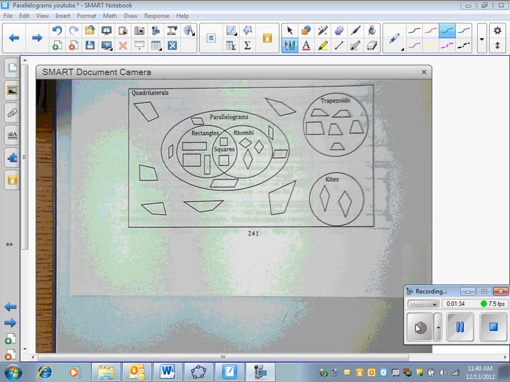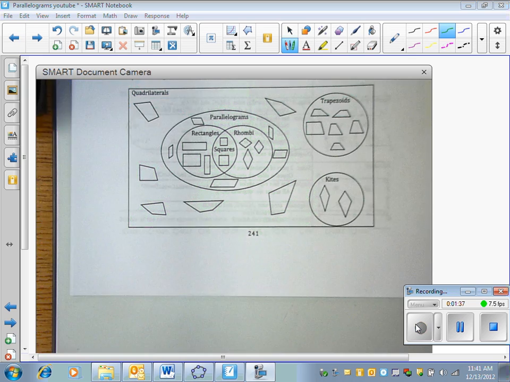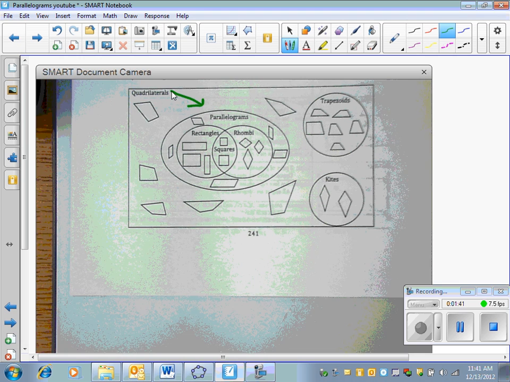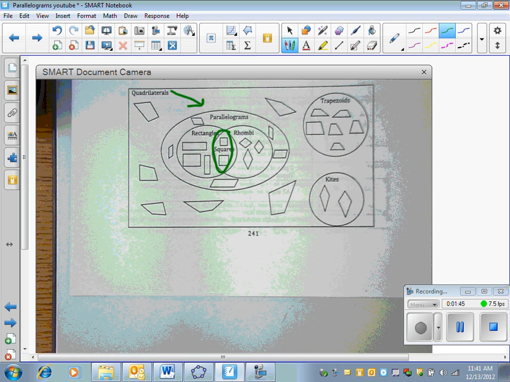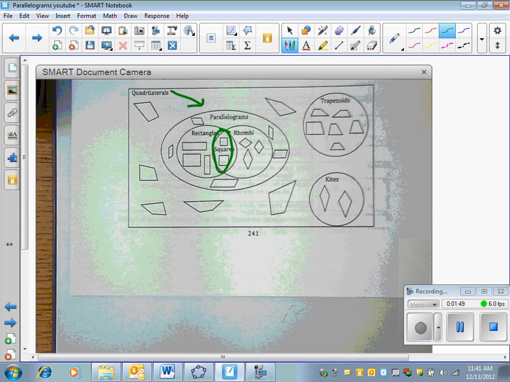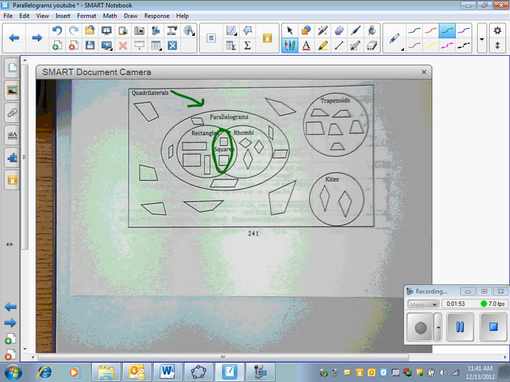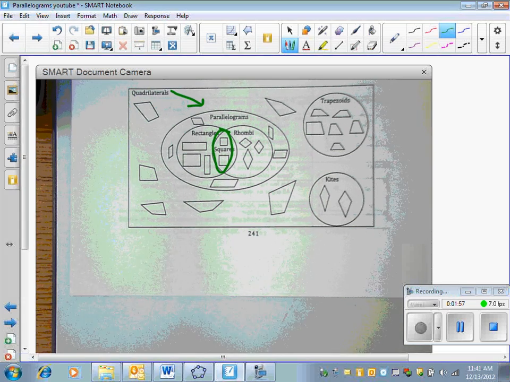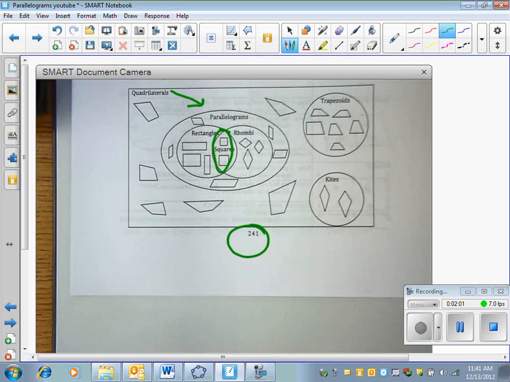Okay, here's the Venn diagram sheet from your handout on parallelograms. When we take a look at this, let's just concentrate here on parallelograms. We can see that the squares fall in parallelograms. So we will be able to say if a figure is a square, then it is a parallelogram, and it will be true. You always want to reference back to your Venn diagram to make sense of the problems that are asked on page 242 in your handout.